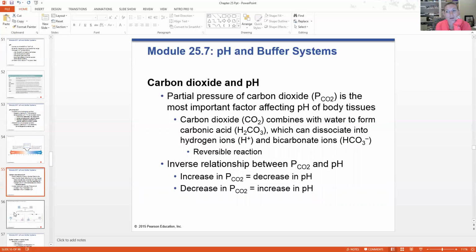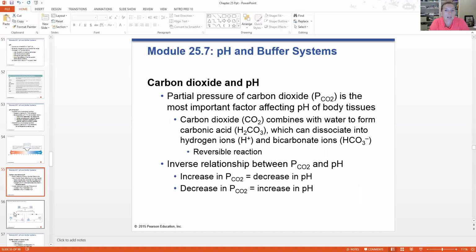Let's talk about how carbon dioxide plays a role in pH. So carbon dioxide is our main, I don't want to say determinant, ingredient, I don't know. The main thing related to pH in our body, right? The partial pressure of carbon dioxide is, there we go, the first sentence on this slide, maybe I should just stick to the slides, duh, the most important factor in affecting pH of all of our body tissues. I try not to read the slides if you haven't figured that out. But either way, partial pressure of carbon dioxide is the number one determining factor of pH in our body.